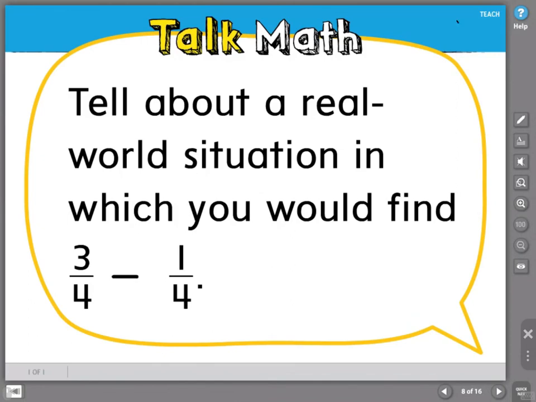This will be our summarizing question. I want you to describe in complete sentences a real world situation in which you would find 3/4 of a whole and subtract 1/4 of the whole. What would be your answer? And could you put it in simplest form?